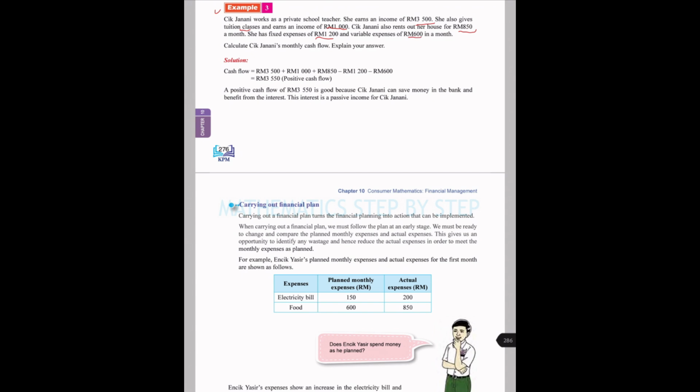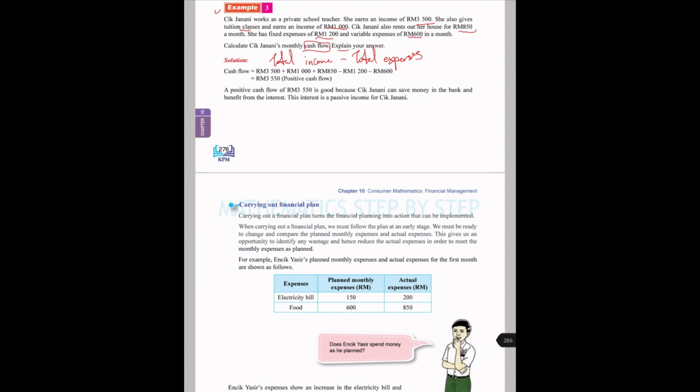Okay, so again we'll learn to calculate the monthly cash flow and then explain your answer. So cash flow is total income minus total expenses. I believe most of you already remember this formula.